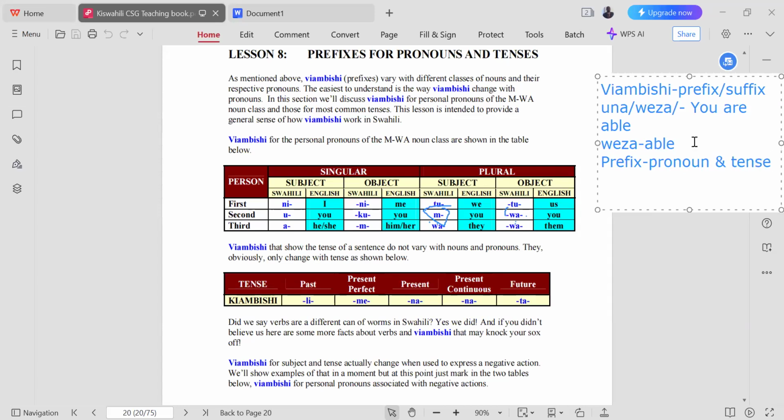For example, in the word unaweza, the word u is the second person pronoun. Now let's look at the word na. We are trying to break down the word unaweza. Let's look at the word na, which is in the actual word unaweza. Now na here is a tense, and it is either present or present continuous tense.